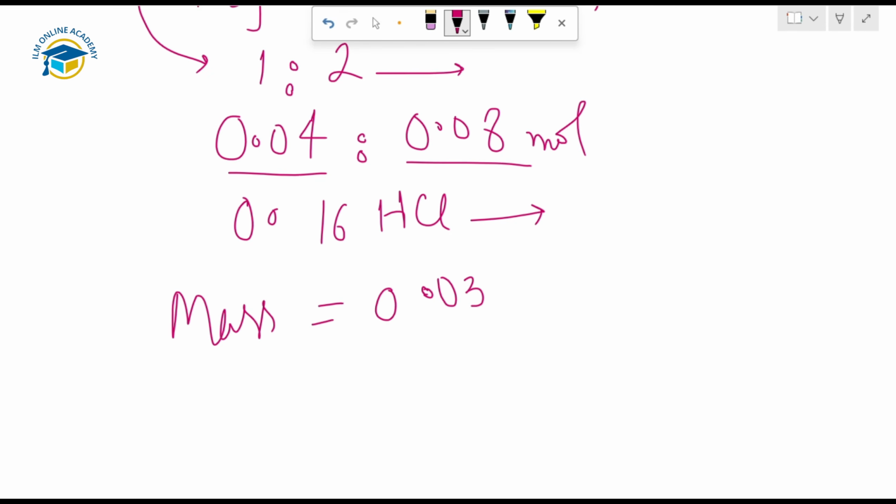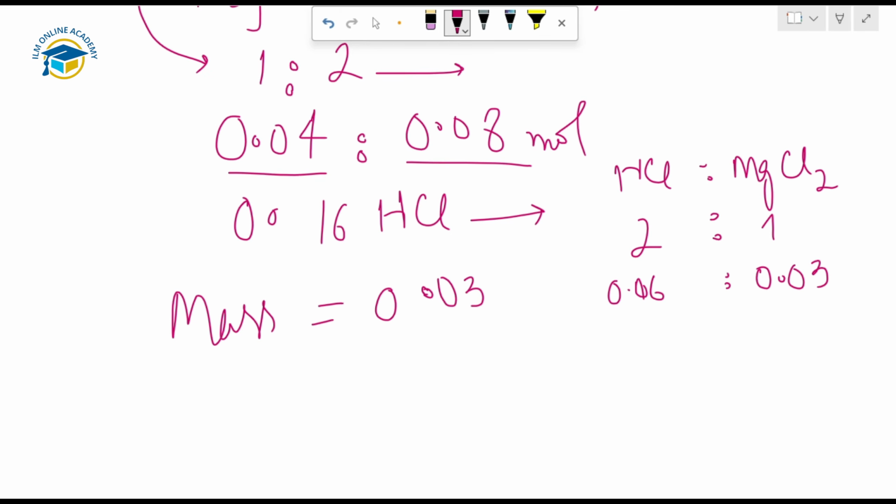Using the molar ratio of the limiting reagent and the product, you can find out the moles of the product. With hydrochloric acid and MgCl2, hydrochloric acid has the ratio of 2 and MgCl2 has just 1. So 0.06 moles of hydrochloric acid gives 0.03. So moles will be multiplied with the molar mass, and the molar mass of magnesium chloride is 95. You can easily find out from the periodic table, and the mass of this will be 2.85 gram. That is the required one in this question.